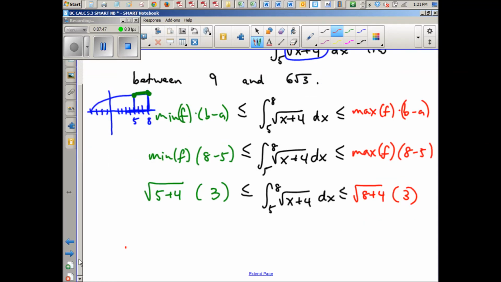They asked us to show that this was between 9 and 6 root 3, and we just did, so the answer is 9 is less than or equal to our integral, which in turn is less than or equal to the square root of, it's 3 root 12, but that's the same thing as 6 root 3. So we done did it. You can do the same thing in the homework when I assign a problem just like this.